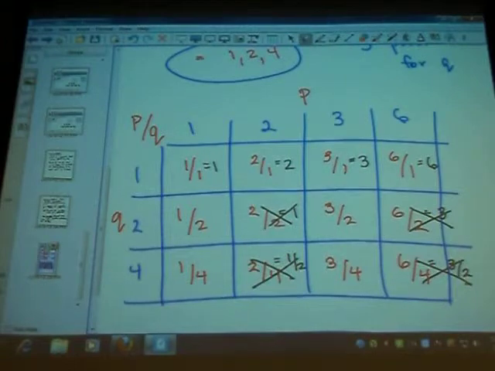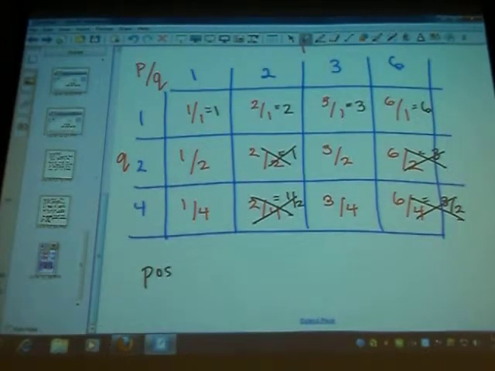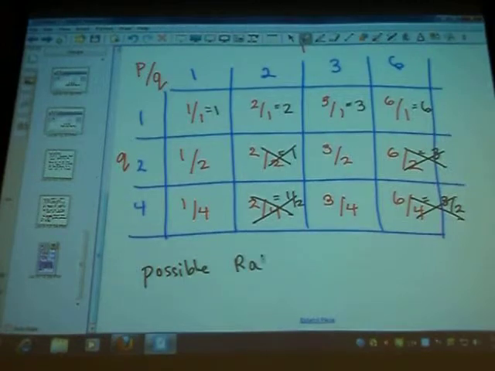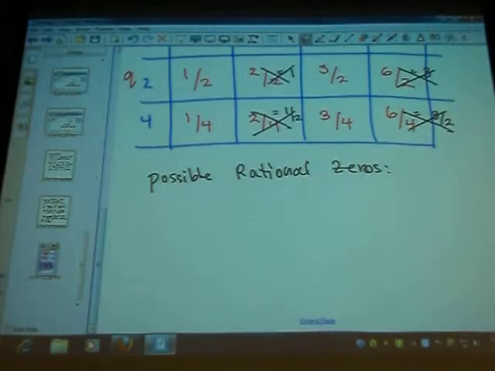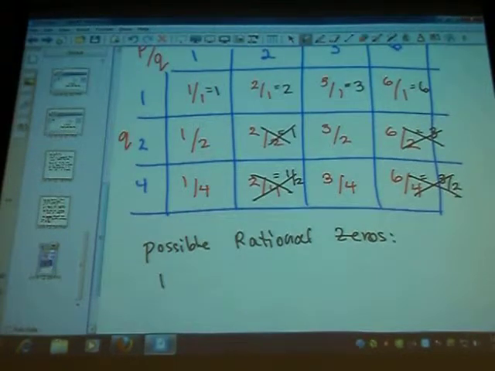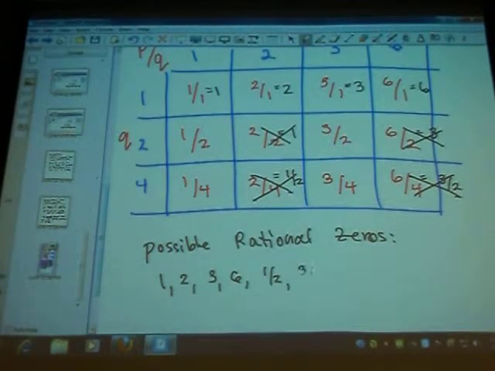When I take out the duplicate, my possible rational zeros are 1, 2, 3, 6, 1/2, 3/2, 1/4, 3/4. Are we done yet? No. Remember I said you need plus or minus for everything, so I just listed all these as positive. You have to repeat that whole list and make them all negative.